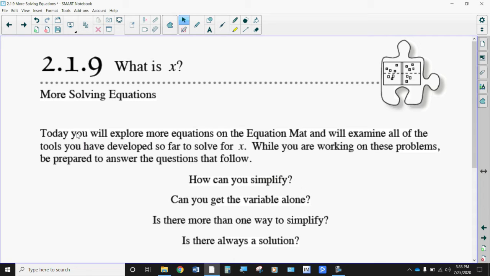Okay, so where did I leave off? Let's just start from the beginning again. Today you'll explore more equations on the equation mat, and we'll examine all the tools you have developed so far to solve for x. While you are working on these problems, be prepared to answer the following questions. How can you simplify? Can you get the variable by itself all along? Is there more than one way to simplify? And the answer to that typically is yes, right? And just choose which legal moves you want to do in which order, but they all end up in the same place. And is there always a solution?